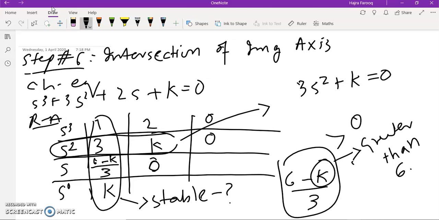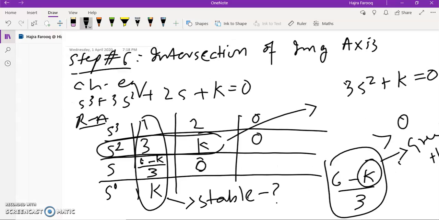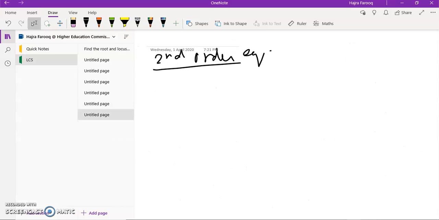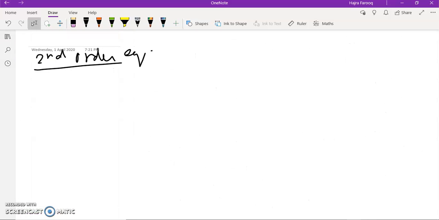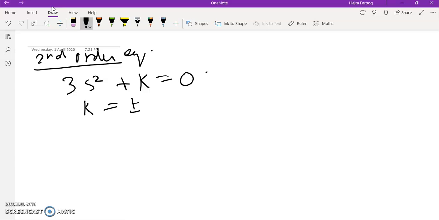One minute, 1 and 0, and what you will get here is 3s square plus k equals 0, which means that s is plus minus root 2 j.